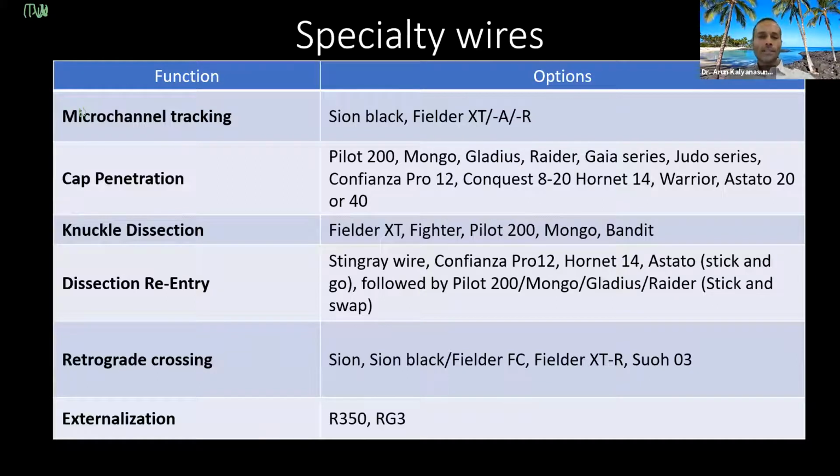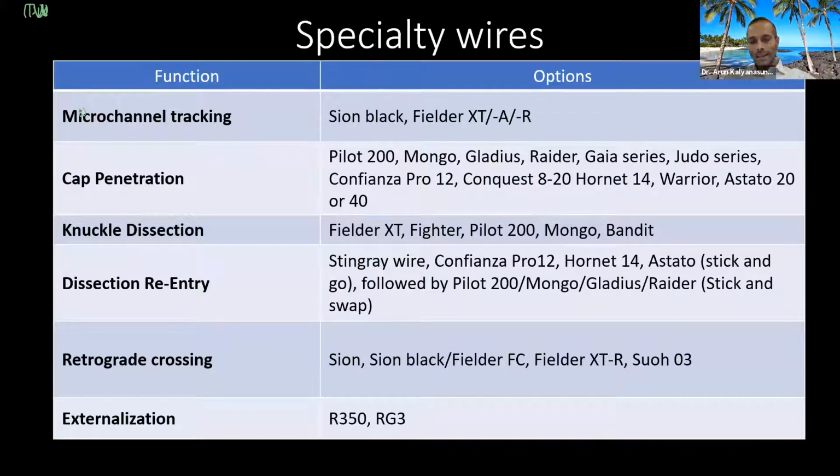So this is a summary slide which I think is very good. For microchannel tracking, you want to use one of the XT family series. Cyan black can be used, and for cap penetration, you want something with a lot of oomph. You could use a Conquest 820, a Stato, a Hornet, etc., or one of the Gaia series. Knuckle dissection, again, different properties. You're trying to knuckle it, so you can use the Mongo once we get it, Bandit once Teleflex launches it, XT family, the Fighter, or a Pilot 200. For re-entry, typically these days we just go Hornet 14 or a Stato.